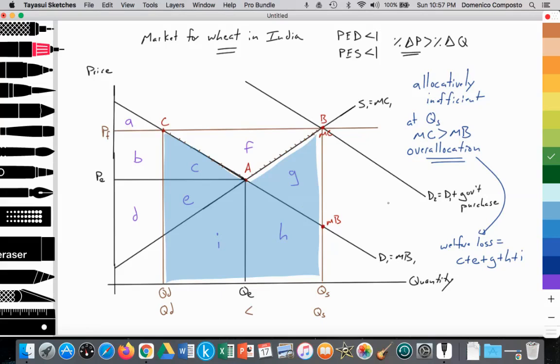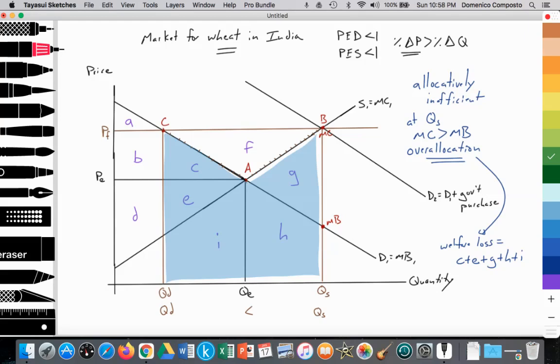As can be seen, we have a graph illustrating the market for wheat in India. On the x-axis, we're measuring quantity. On the y-axis, we're measuring price. We have two downward sloping demand curves in accordance with the law of demand, labeled D1 and D2. D1 is equal to marginal benefit, and D2 is equal to D1 plus the government purchase of wheat. And we have an upward sloping supply curve labeled S1, equal to the marginal costs of production. Where S1 equals D1, it provides a free market equilibrium price at PE with quantity supplied and demanded at QE.